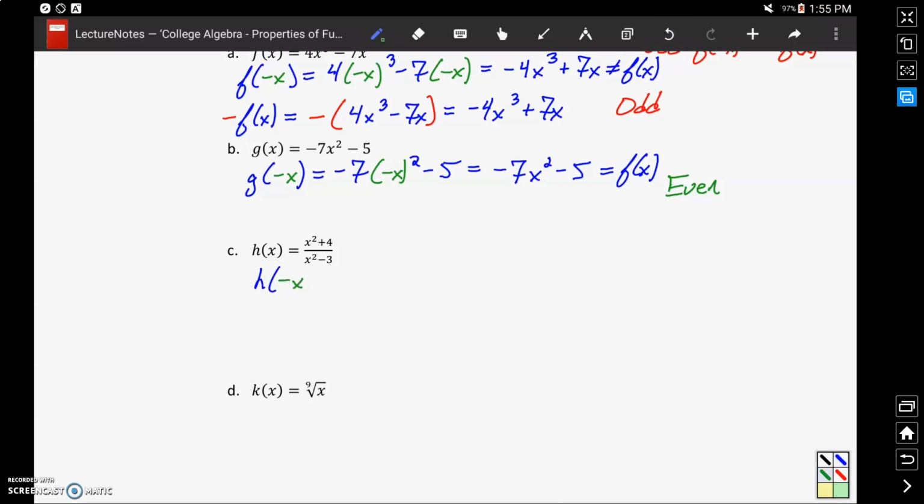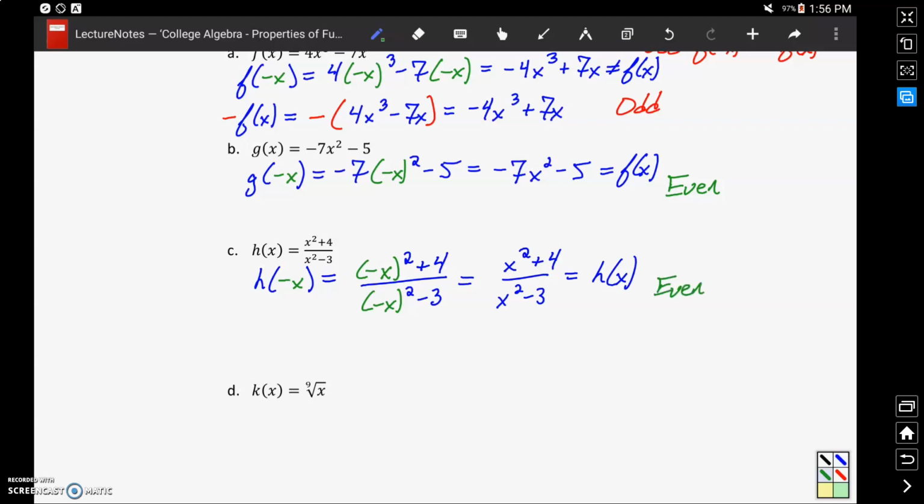For h of x, we'll look at evaluating the same expression, h of negative x, which will give us negative x squared plus 4 over negative x squared minus 3, which is going to be equal to just x squared plus 4 over x squared minus 3, which again is exactly equal to that original function, h of x. So what we have is a case of another even function.